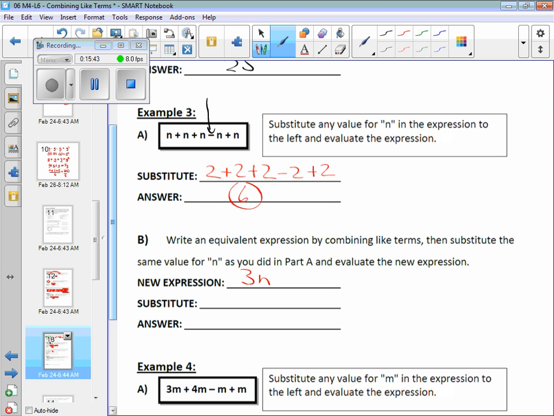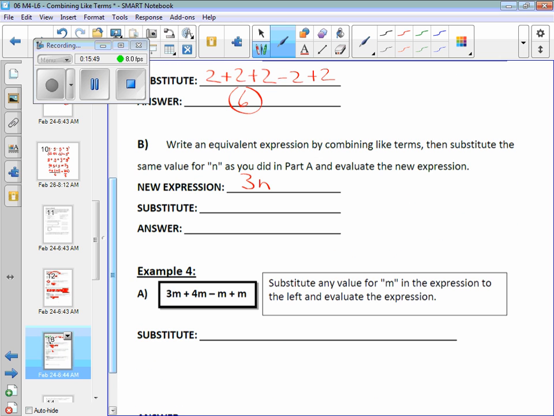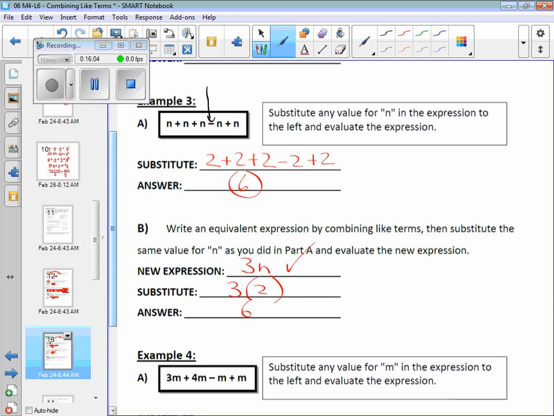Chris? Right, what was the value that we chose in part A? What do you get, Chris? We now know we have created an equivalent expression that's equal to n plus n plus n minus n plus n. Let's see if we can get through one more example before the break.